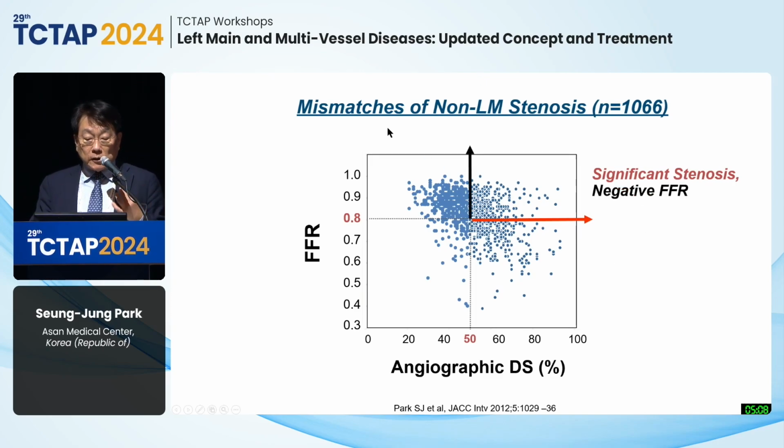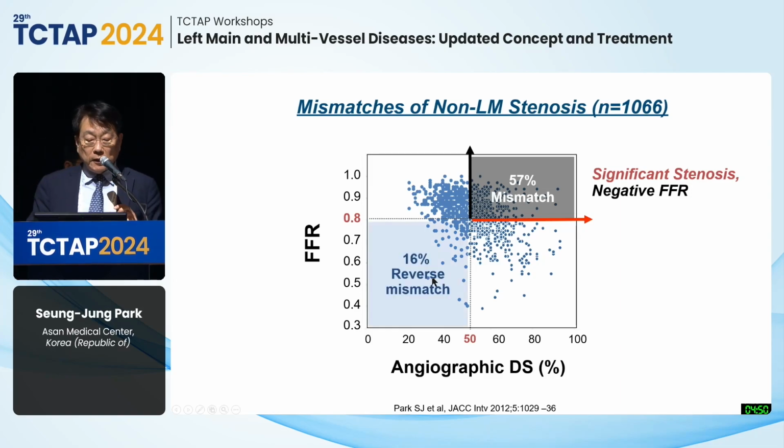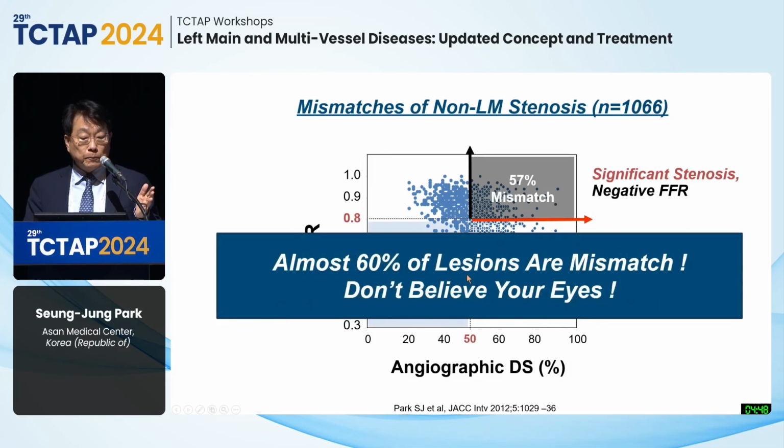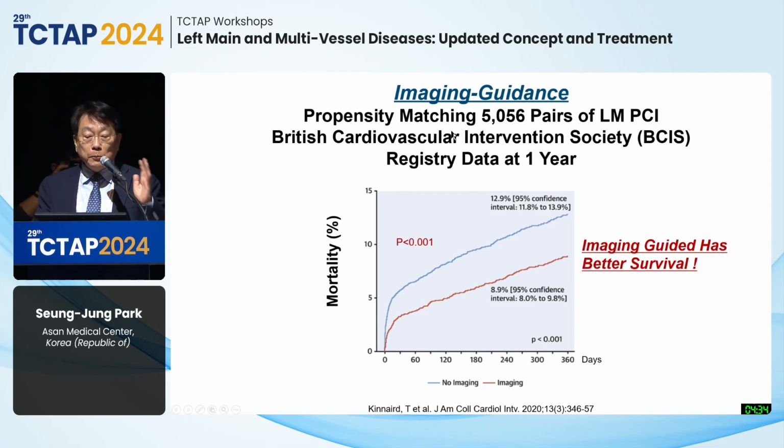Look at this. This is non-left main stenosis, more than 1,000 lesions. More than 50% diameter stenosis, significant stenosis, but negative FFR. What do you think? More than half, 57% of lesions, non-left main anyway, have negative FFR, and 16% are reverse mismatches. The meaning is that for more than 50% stenosis, almost 60% of lesions are mismatched with negative FFR. So I would say, don't believe your eyes. And anyway, imaging guidance clearly gives better survival.